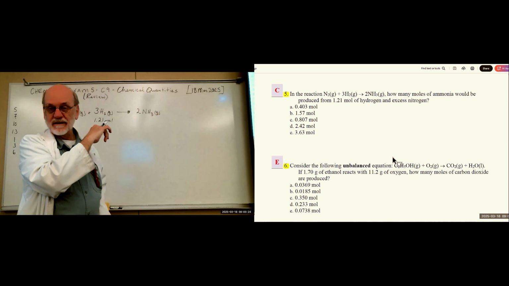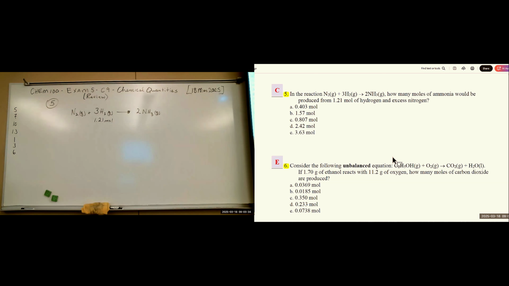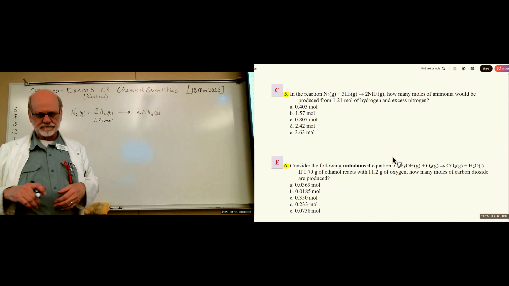Olivia is here. You mark your present. You'll probably notice I'm starting out of order. I'm going to take them in order 5, 7, 10, 13, and then go back to 1, 3, and 6. Because 1, 3, and 6, for some reason, are more complicated problems. And I want to start off easier.